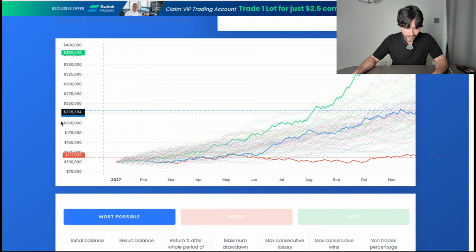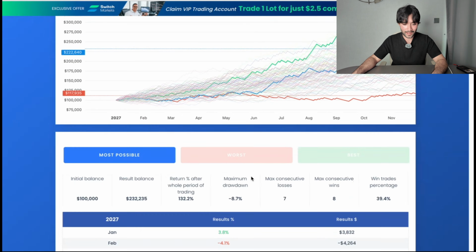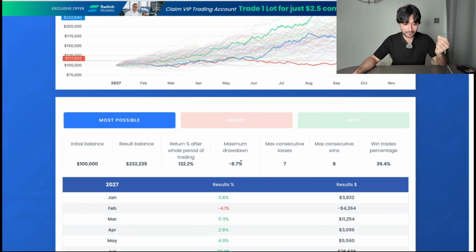And in the most possible case scenario, which is this blue line here, it did about a 2.2x on the accounts. And in the worst case scenario, it did about 17% on the account, which is still excellent. You are literally beating the stock market's returns. And in the most possible case, we had about a 9% drawdown, which is very, very manageable.